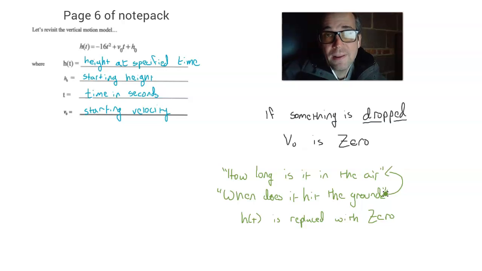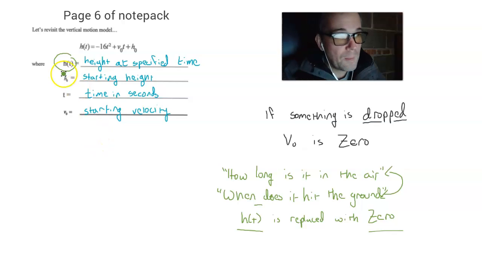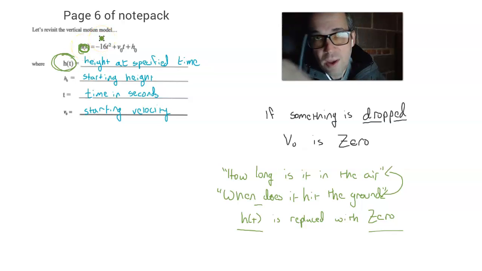And if that's the question you're asked, we're going to replace h of t with 0. If h of t tells me how far something is from the ground at any given moment in time, then when something hits the ground, its height at that moment is 0. We want the whole h of t replaced with a 0. I'm not saying plug 0 in. I'm saying replace h of t with 0, and we're going to see that in the example I'm about to do right now.